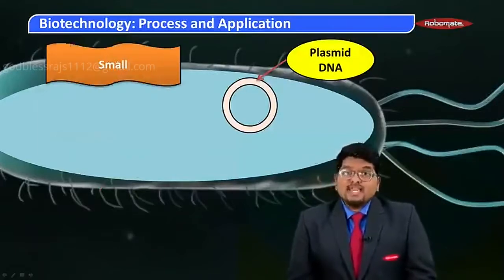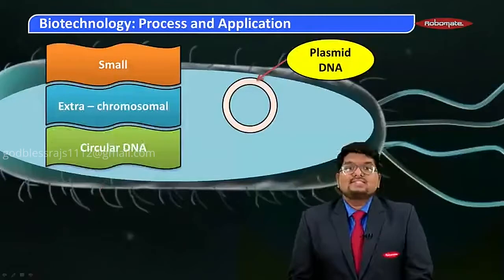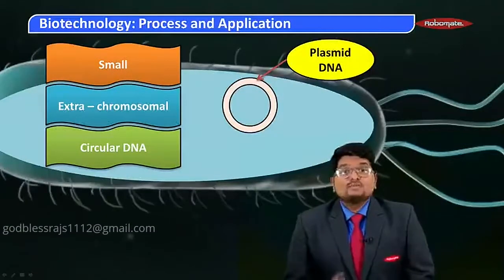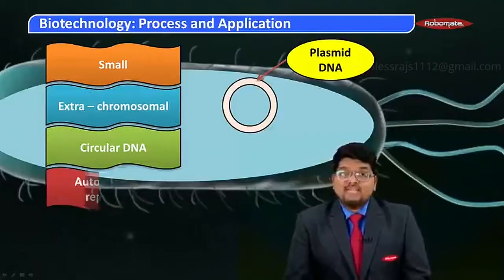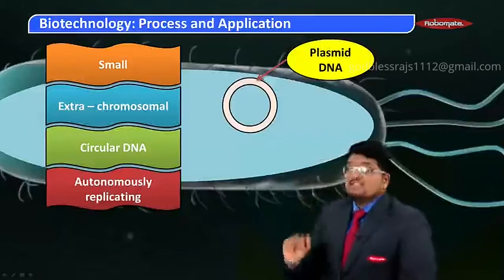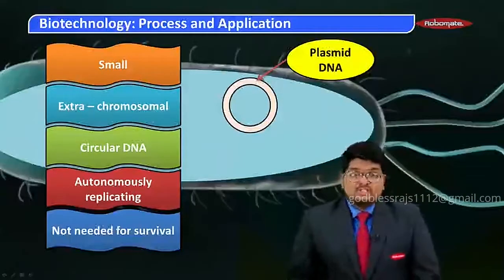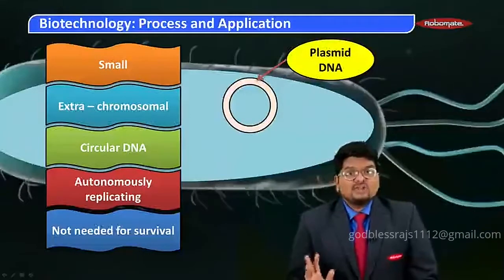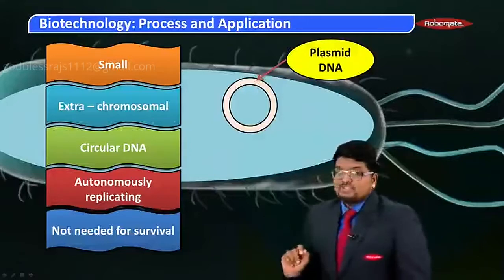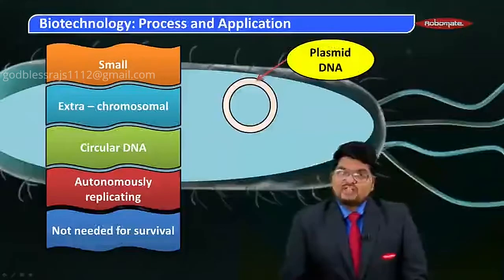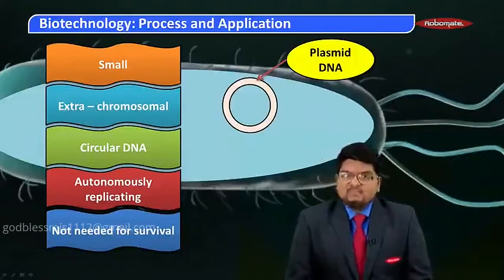Now let us take a look at the qualities of this plasmid DNA. The plasmid DNA is small, it is extra chromosomal, and it is a circular form of DNA. So plasmids are small, extra chromosomal and circular DNA. They are also autonomously replicating, and they are not needed for survival. So plasmids are small, extra chromosomal circular DNA which are capable of autonomous replication, and they are not needed for survival. So these are the qualities of the plasmid DNA.